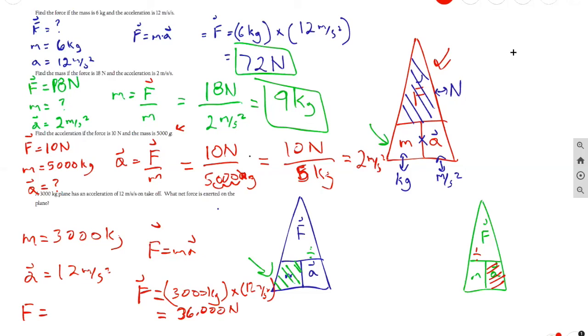All right, so just remember to use the magic triangle when you're trying to figure out the equation. It's just multiplication or division. If you have a problem where you have to convert the mass from grams to kilograms, just make sure you do that conversion first before you do the calculation, just like I did in that third problem.